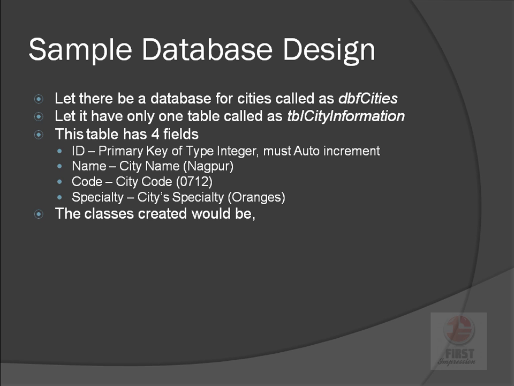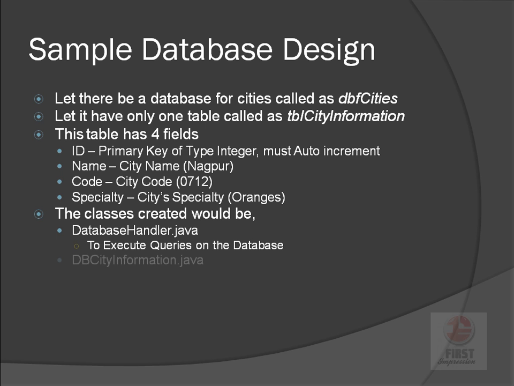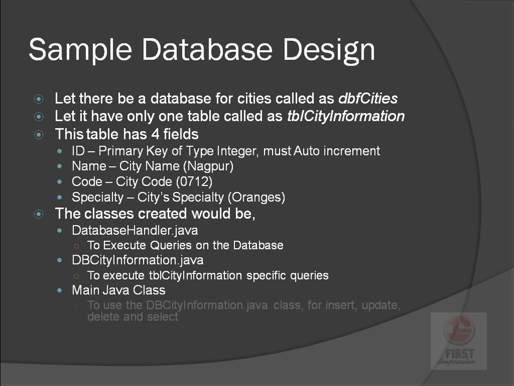Now the classes that would be created in our case will be DatabaseHandler.java. This will handle the database. Then you have DB city information. This will be used to execute queries on the table TBL city information. So see, you have the table name as TBL city information and the class name as DB city information. The DB indicates it's a database class. Then you have the main Java class. It will use the DB city information class to insert, update, delete, and select.